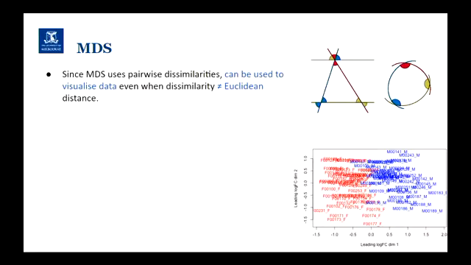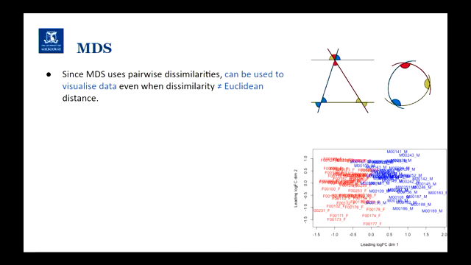And an interesting thing about multidimensional scaling is that it uses pairwise dissimilarities that can then be used to visualize data, even when the dissimilarity is not Euclidean. So, for instance, in Euclidean space, if you think about a sphere in three-dimensional space, and you have one point on the surface of the sphere, and a second point on the opposite side of the same sphere, what's the Euclidean distance between these two points? It's the diameter of the sphere, okay?